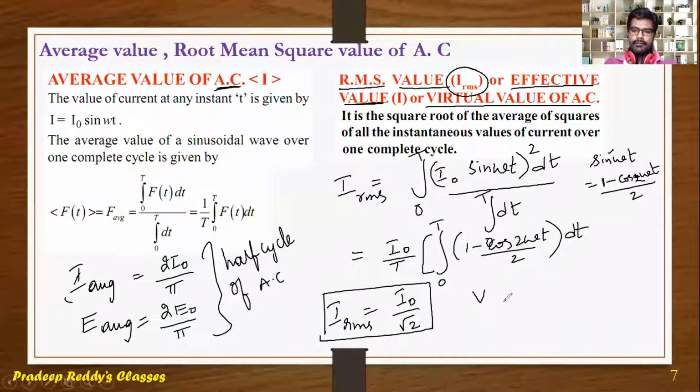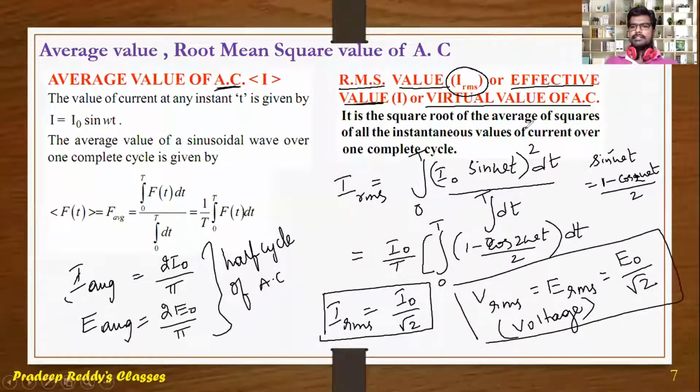Similarly, VRMS is equal to, in some textbooks they write voltage as VRMS, or in some textbooks as ERMS. Both are the same, it is voltage, which is equal to E naught divided by root 2. This is called the RMS value or virtual value of AC.